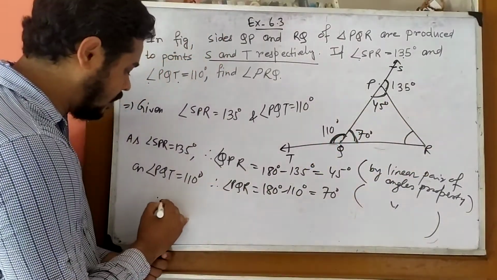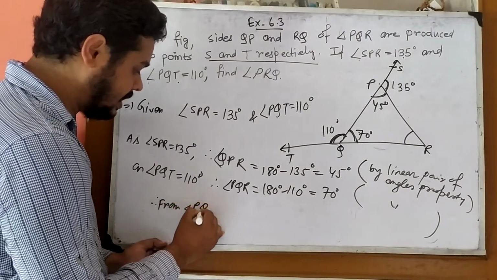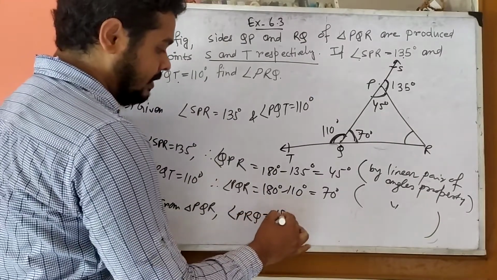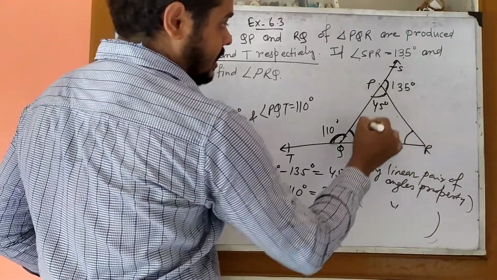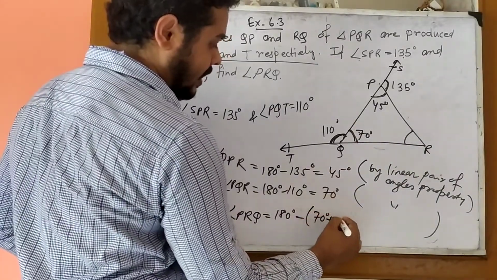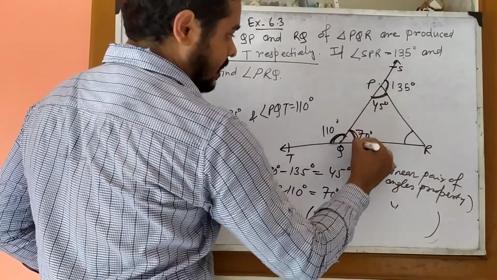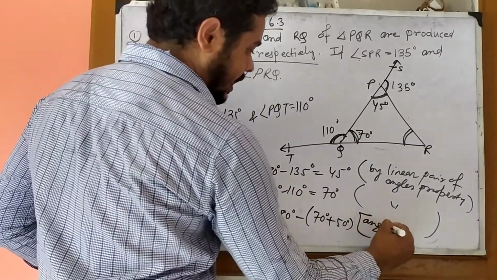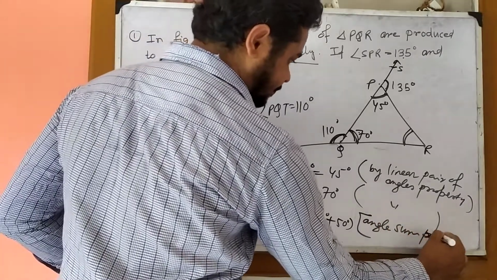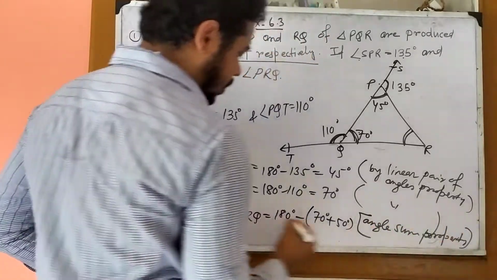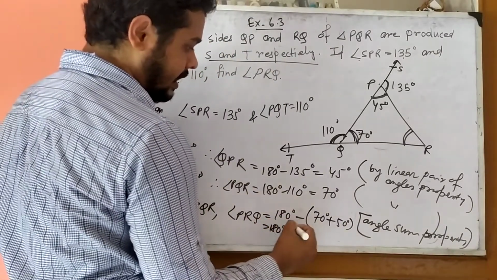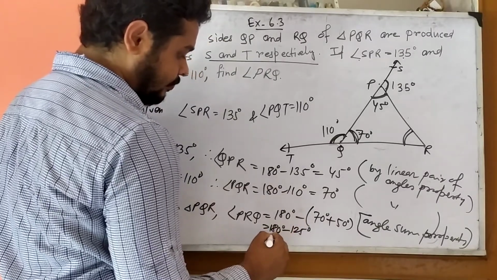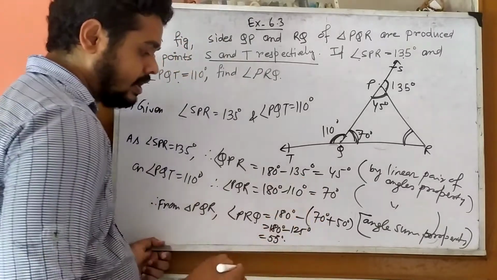So therefore from triangle PQR we can write angle PRQ equals 180 minus the sum of these two angles, 70 plus 45, because this one plus this one equals 180 degrees. By which property? Angle sum property. Okay. Now 180 minus 125, that is 55 degrees is our answer.